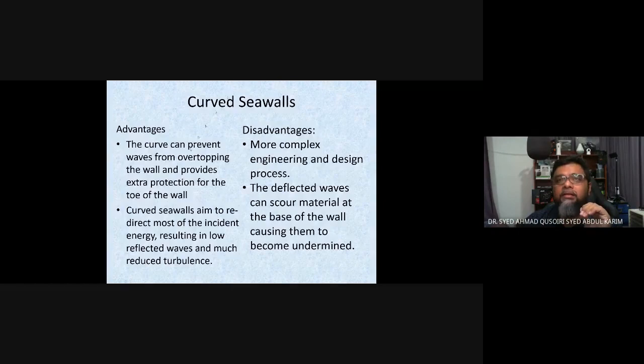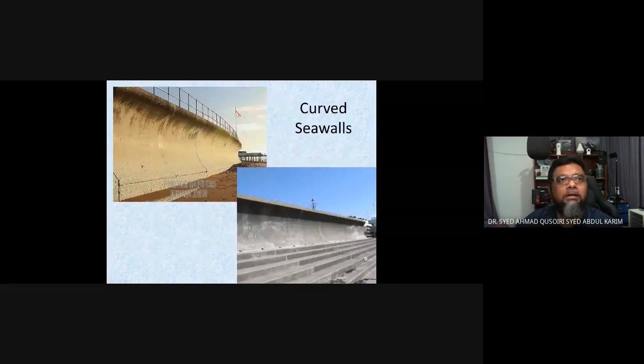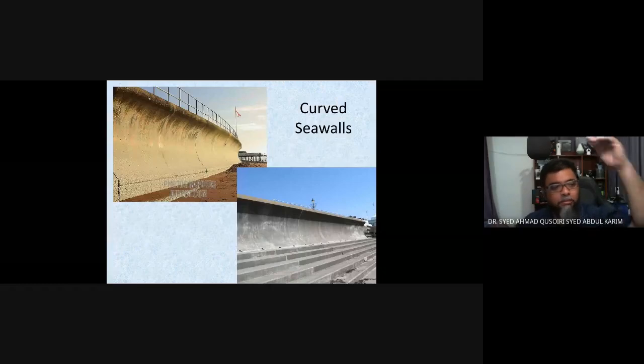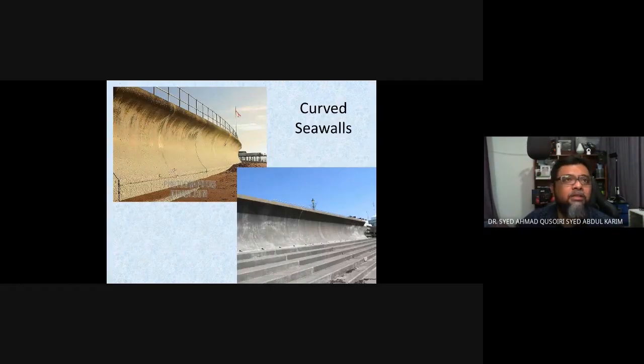In terms of design, it's more complex to build. Okay, you have all these shapes, and then the waves can scour the material. If we look at the first picture, the bottom part of the wall looks a bit rough. This is because of the energy from the waves. From the bottom being turned to the top, the sea water starts to eat into the concrete. So it becomes pitted at the bottom.